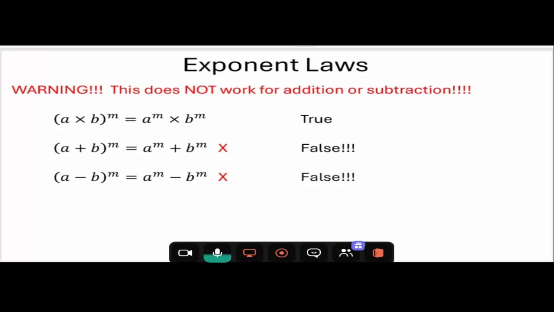So try and lock this one in your head. You cannot run a power through a bracket with addition or subtraction. Only like this with multiplication, or we'll see later with division as well.